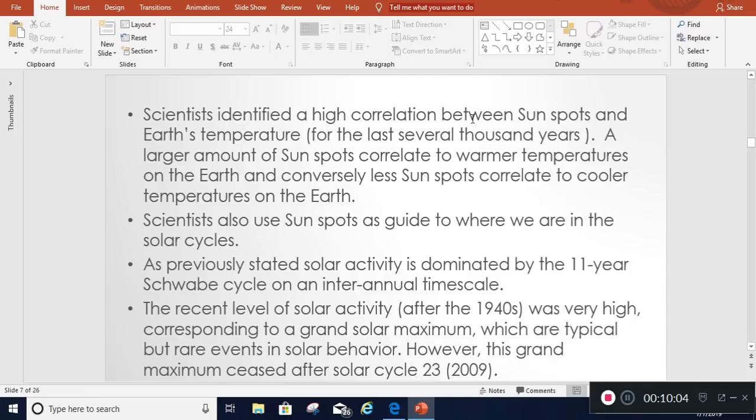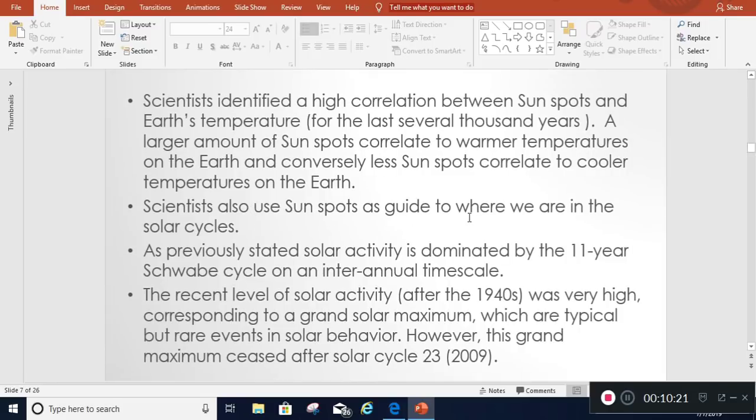Scientists identified a high correlation between sunspots and the Earth temperature for the last several thousand years. A large amount of sunspots correlate to warmer temperatures on the Earth, just like the solar maximum, right? And conversely, fewer sunspots correlate to cooler temperatures on the Earth. Scientists also use sunspots as a guide to know where we are in the solar cycles. As previously stated, the solar activity is dominated by the 11-year Schwabe cycle on an interannual timescale.